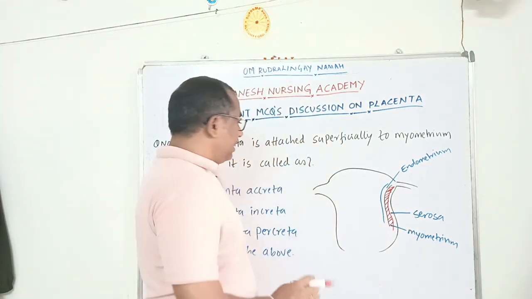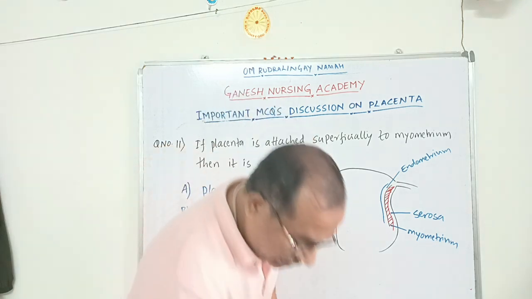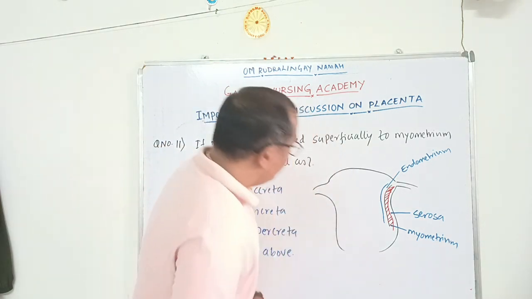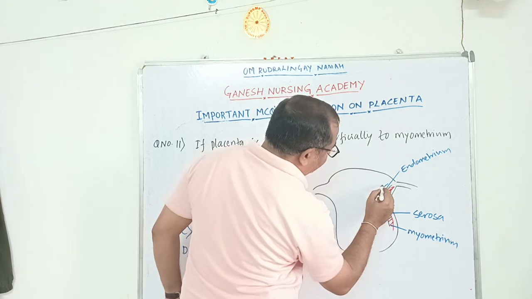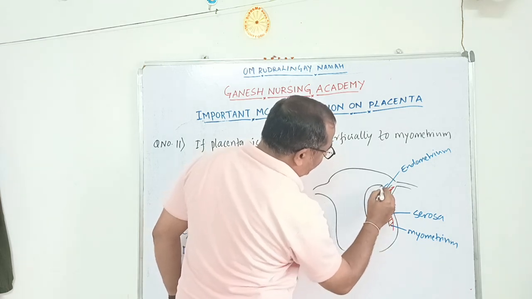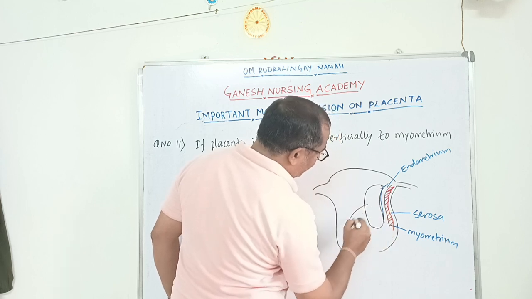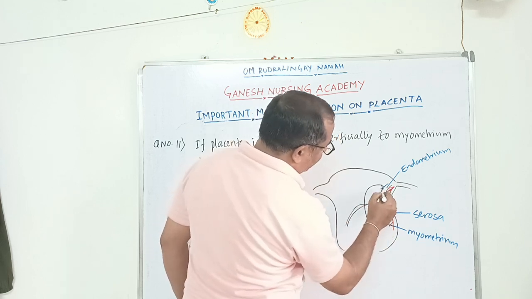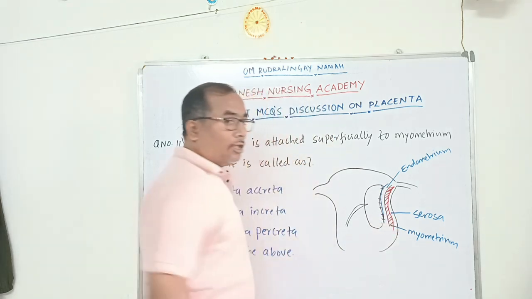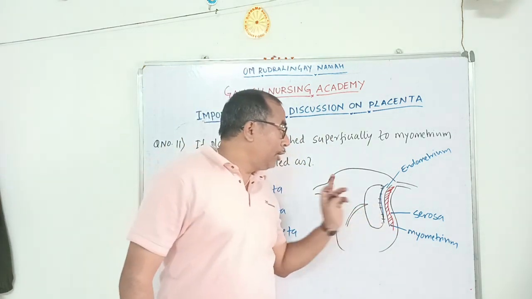Okay, so usually the placenta has to attach to the endometrium. The placenta has to attach to the endometrium. Okay, that is the deciduum of the placenta. So this is normal. The placenta has to attach to the endometrium.